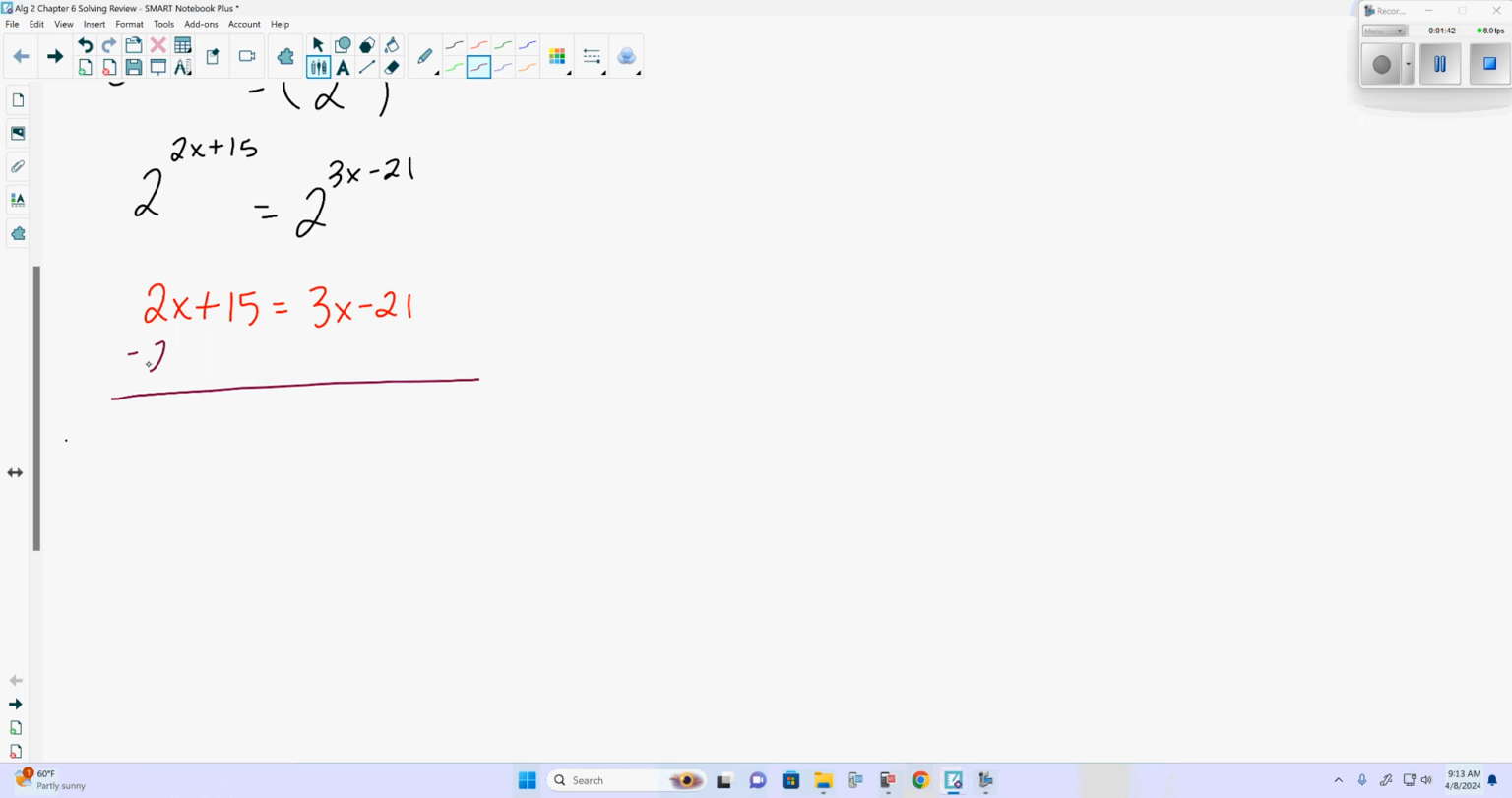There's many things we can do. I'm just going to subtract 2x first because we could have subtracted 15, we could have added 21, we could have subtracted the 3x. We just need to pick one of them and do it there, because when we subtract the 2x, we get 15 is equal to x minus 21. Lastly, we can add 21 to both sides, telling us x is equal to 36. Questions on this here?